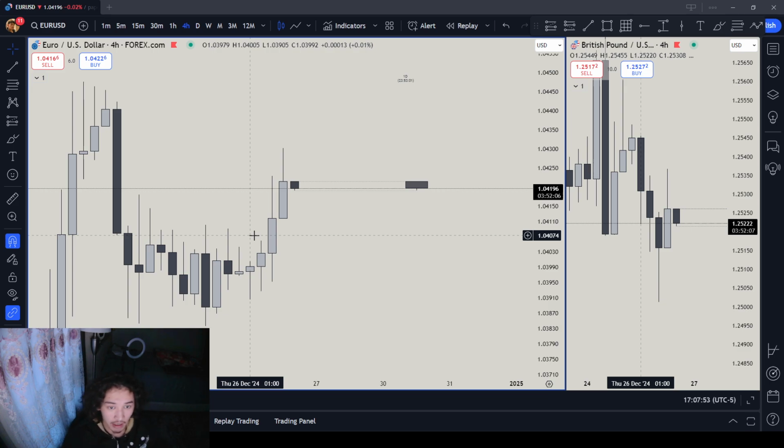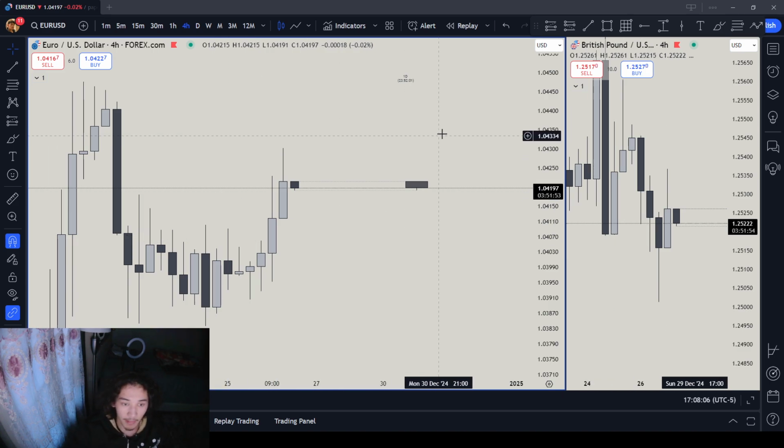But what I do suggest with the CRT before we start off is please use it with a timed CRT. Please use it with a timed range. Please use it with a typical range. Matching up all of them together makes the setup a higher probability. But let's get straight into it, right?